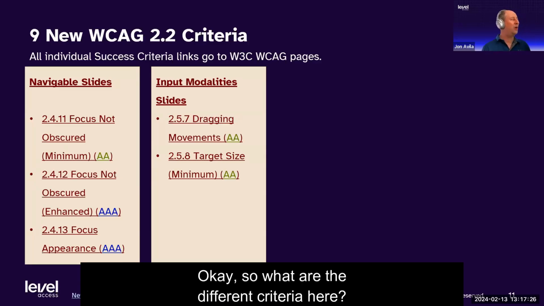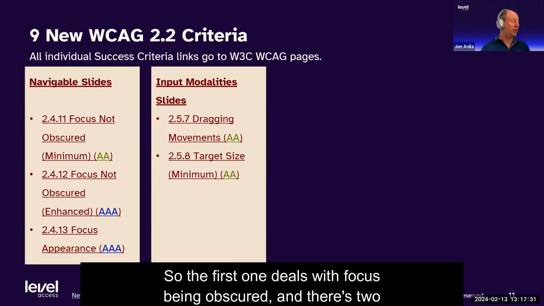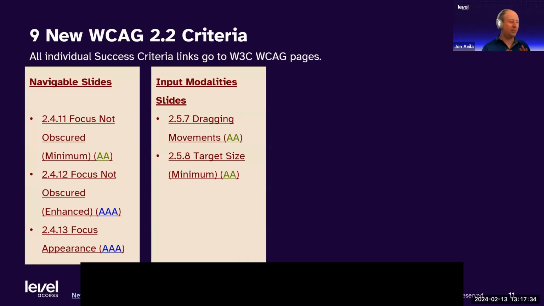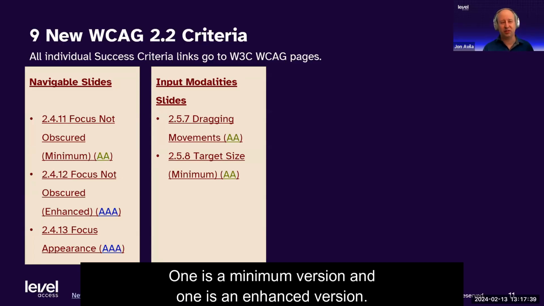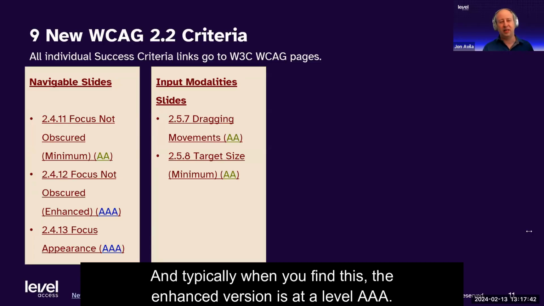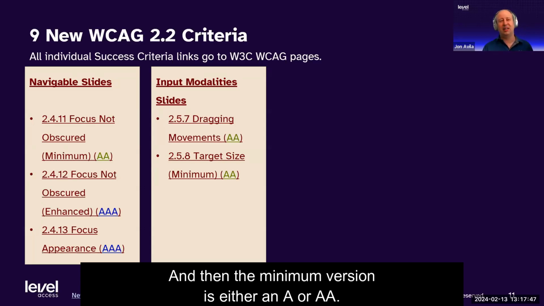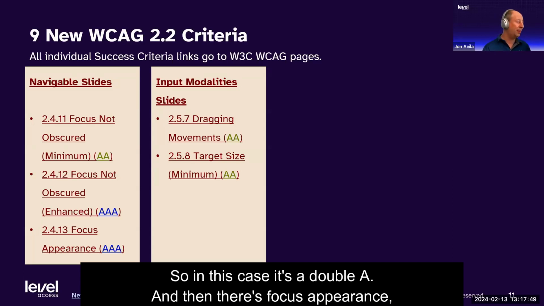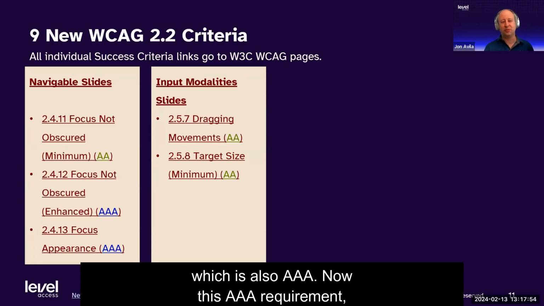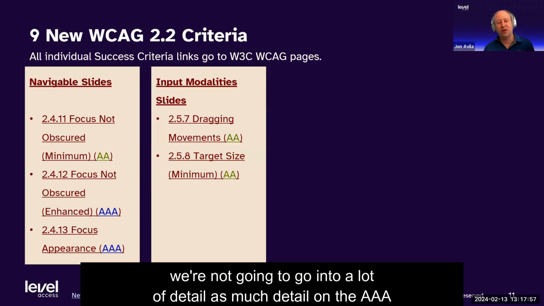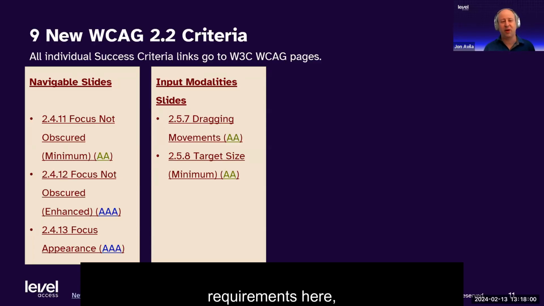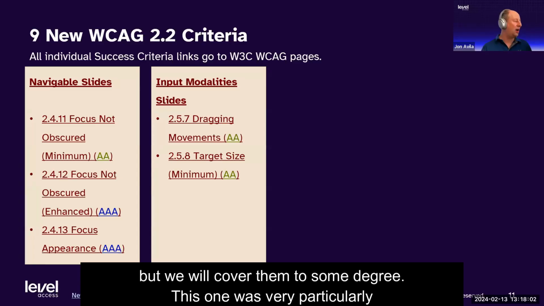Okay, so what are the different criteria here? The first one deals with focus being obscured, and there are two criteria related to this. One is a minimum version, and one is an enhanced version. Typically, when you find this, the enhanced version is at level AAA, and the minimum version is either an A or AA. In this case, it's a AA. And then there's focus appearance, which is also AAA. Now, for this AAA requirement, we're not going to go into as much detail on the AAA requirements here, but we will cover them to some degree.